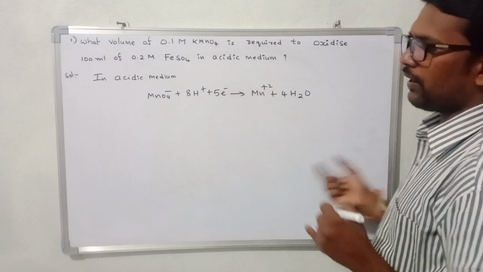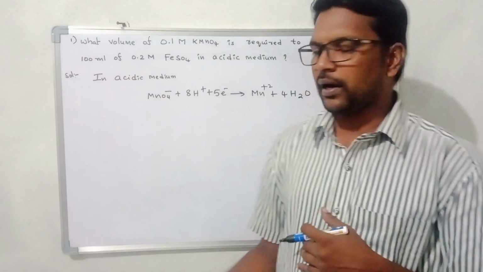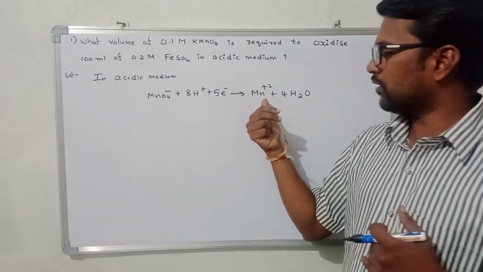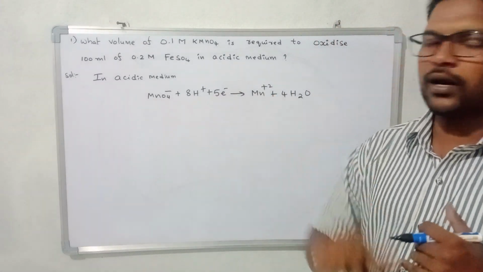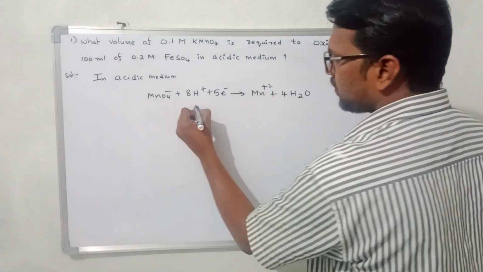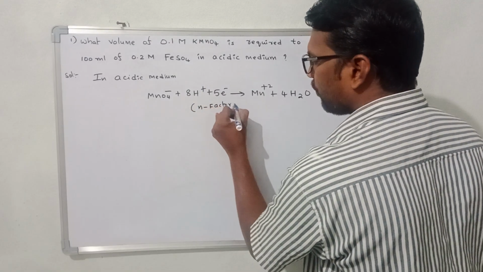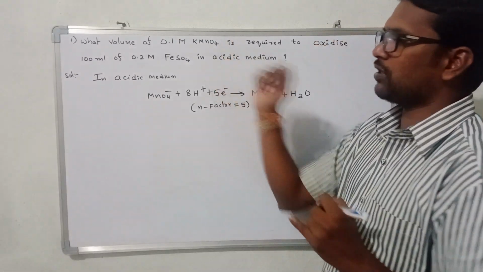Whenever we take potassium permanganate in acidic medium, the reaction takes place as MnO4 minus changing to Mn plus 2, and here the number of electrons transferred is 5. That's why the N factor is taken as 5 for potassium permanganate.